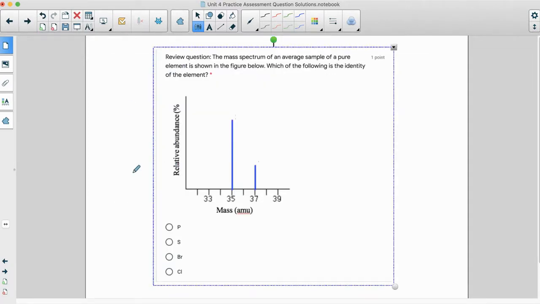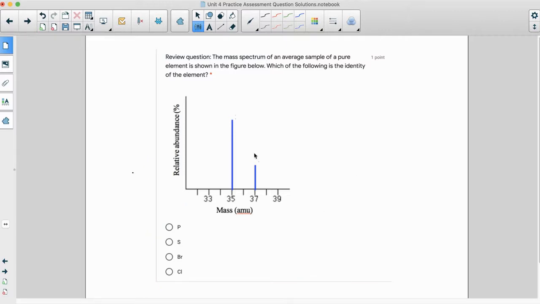Another review question with mass spec. We want to figure out the identity of this element. The mass of this element is between 35 and 37. So taking a look at the periodic table, that would be closest to chlorine. Chlorine has a mass of 35.5 roughly. So that would be kind of closer to the 35. So we can see that the abundance is higher here.